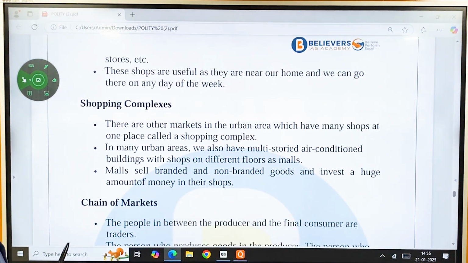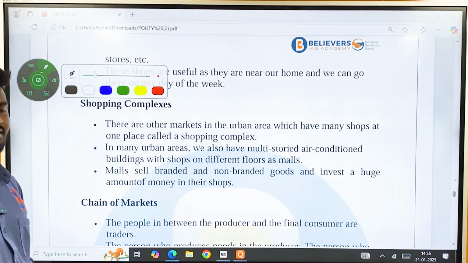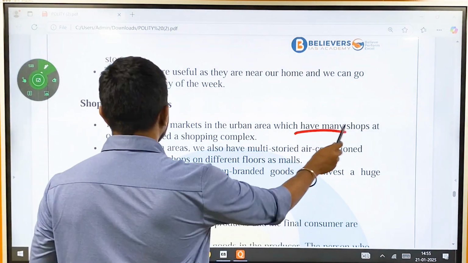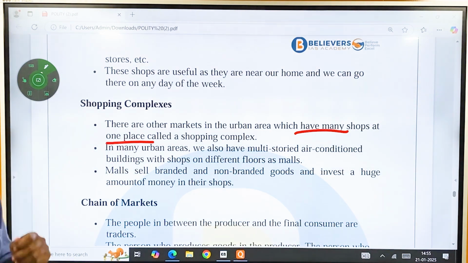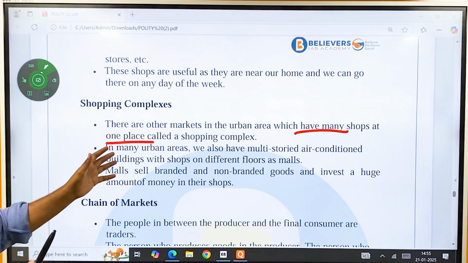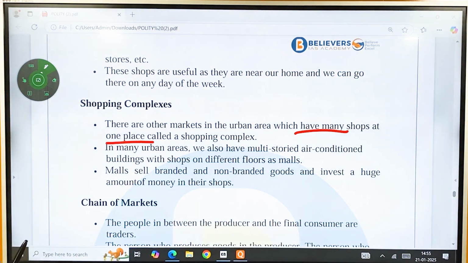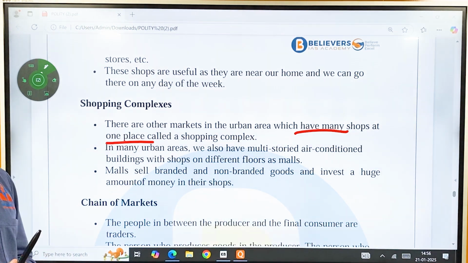Then there are shopping complexes. There are other markets in the urban area which have many shops at one place, called a shopping complex. Unlike weekly markets where people set up a tent for a day or so, here it is a permanent market where many shops are available. They set up a complex or a place for a long period of time. These are called shopping complexes.